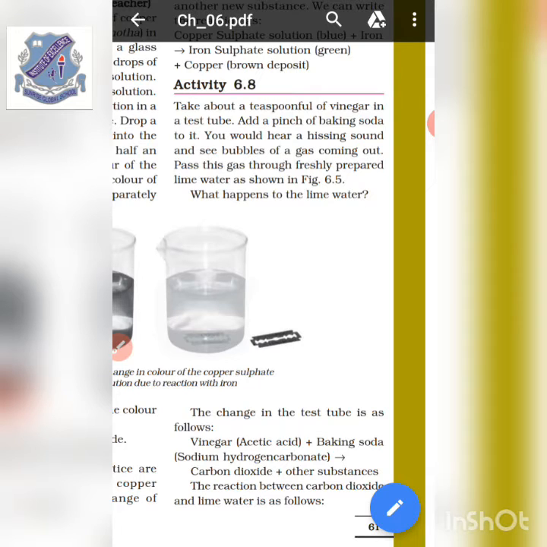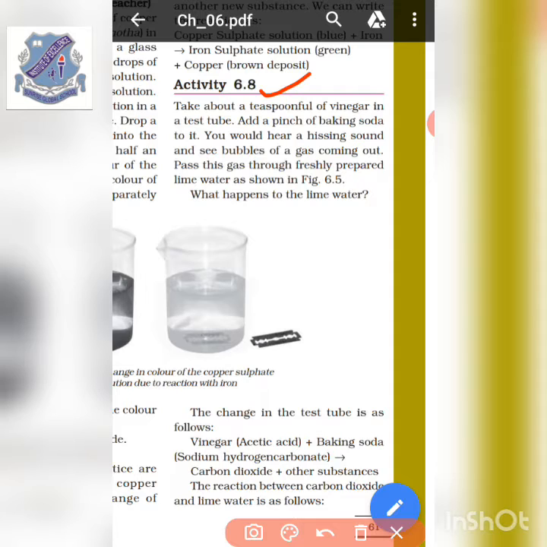This is Asmita Sharma, your science teacher, and today we are going to continue with the 6th chapter of science. The name of the chapter is Physical and Chemical Changes. We have already been discussing chemical changes in the last video, and in today's class we are going to continue with the next activity, that is 6.8. So come, let us know what is there in this activity.